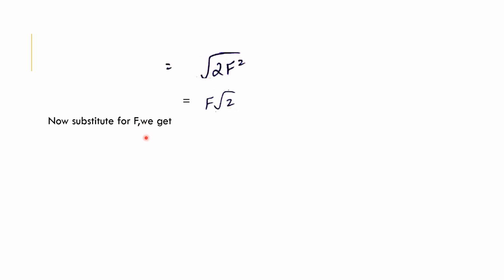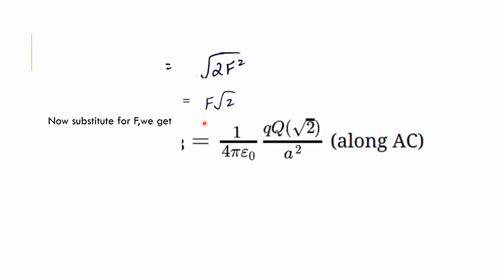Now substitute for F. What is F? We have taken FB equal to FD equal to F. Then substitute that value and multiply with root 2, and we get F into root 2, that is 1 by 4 pi epsilon naught q into q by a square into root 2. That will be the resultant force which is acting along AC. Sorry, this is not the final force, it is FBD that we are getting.